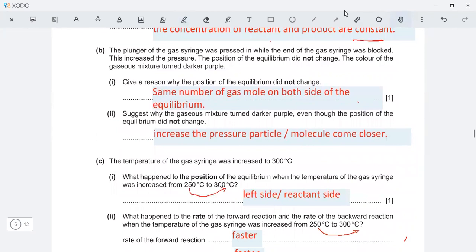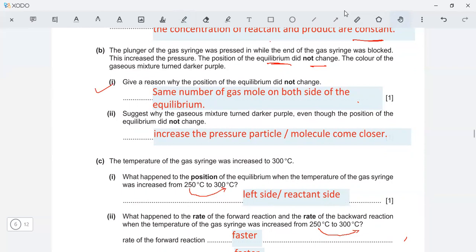Now B. The plunger of the gas syringe was pressed in, while the end of the gas syringe was blocked. This increased the pressure. Position of equilibrium did not change. So when you increase the pressure, the position of equilibrium did not change. The color of the gas mixture turned darker purple. First bit, give a reason why the position of equilibrium did not change.